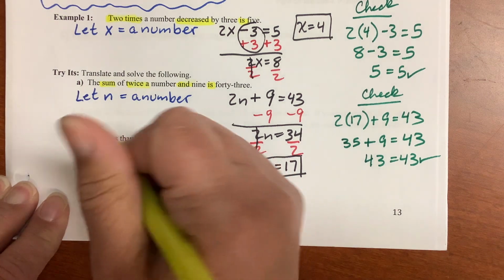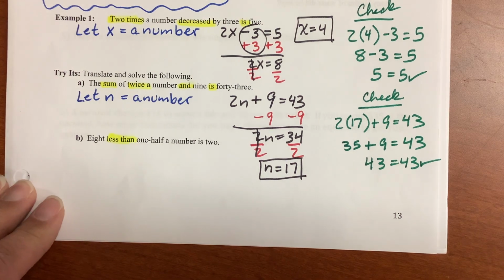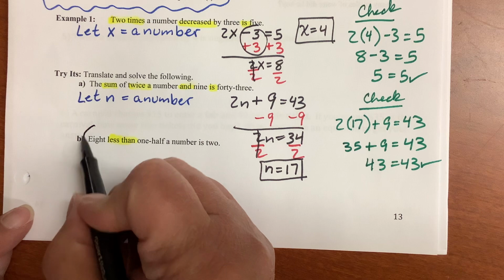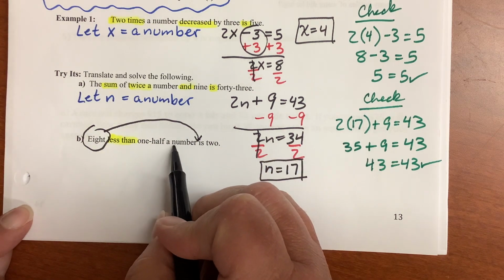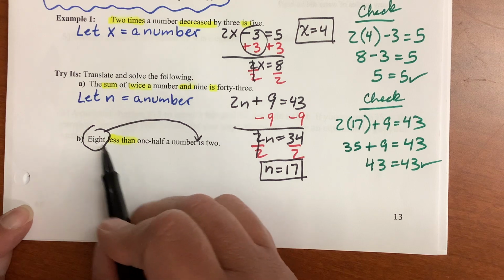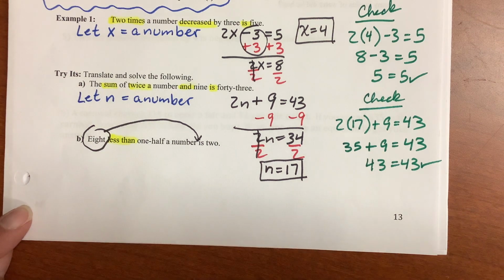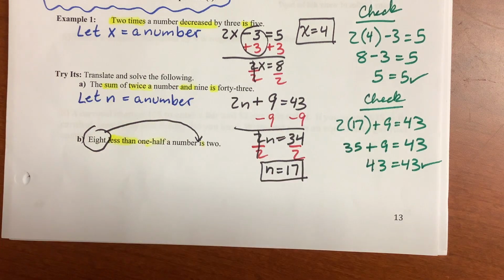8, oh gosh, less than. The phrase less than goes after n. So that means you're going to switch it, and this 8 is going to go after the number. See, n for number, less than after n. So whatever this is, it's going to go after the n. And 1/2 is the same as divide by 2, and is, of course, is my equal sign. So let's just do this problem.